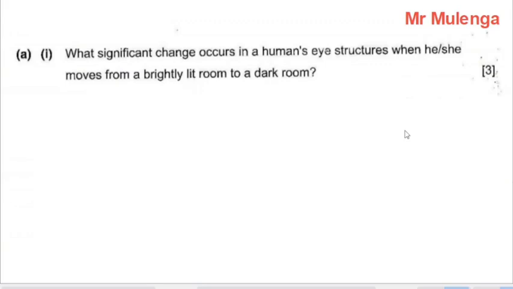So what happens is that when a person moves to a dark room, the radial muscles contract while the circular muscles relax. As a result, the pupil will dilate, allowing as much light as is available to enter the eyes for image formation on the what? On the retina. That is what is going to happen.